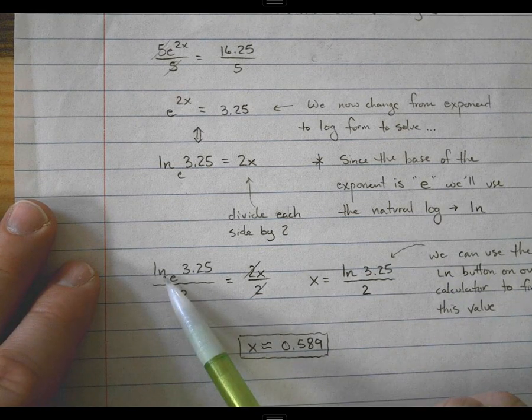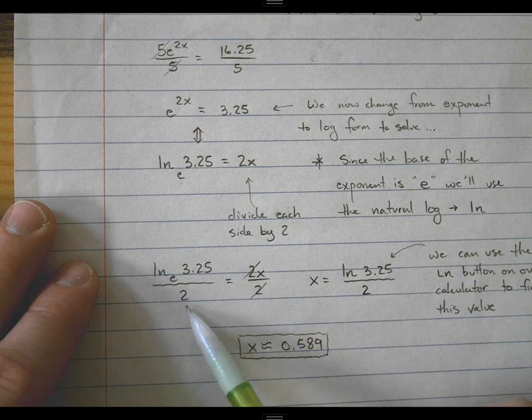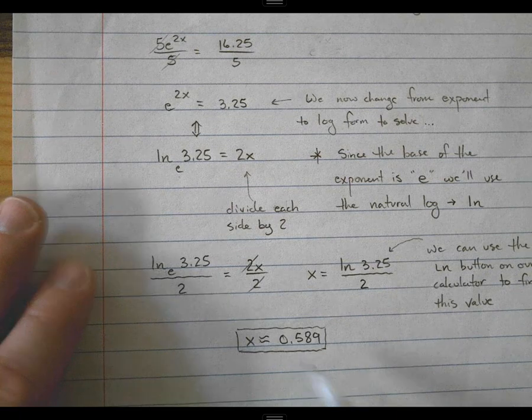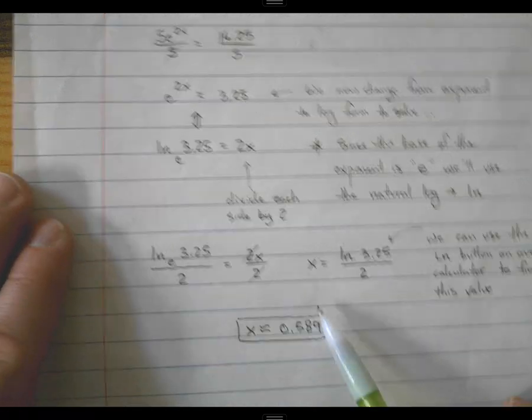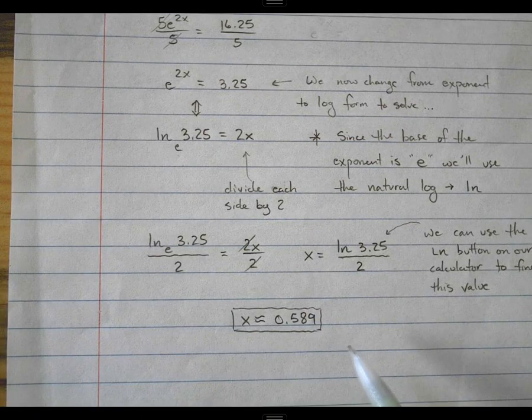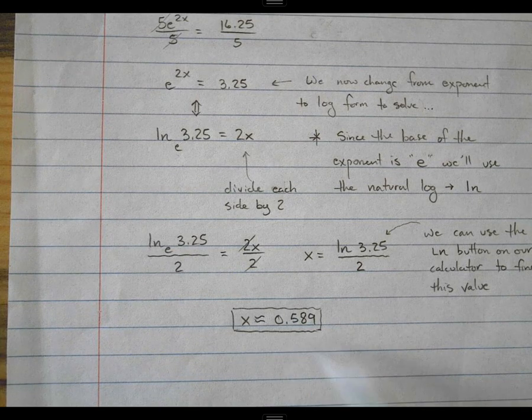Since we have a natural log here, this can easily be typed into the calculator. Just hit the ln button, 3.25, divide by 2, and you'll get your x value, which has to be rounded in this case. And if you're given an equation to solve, usually it'll indicate how many digits you should round to. But in this case, x is approximately 0.589.